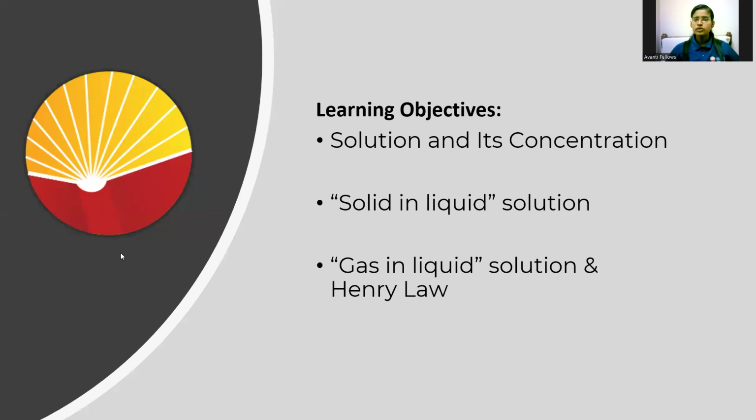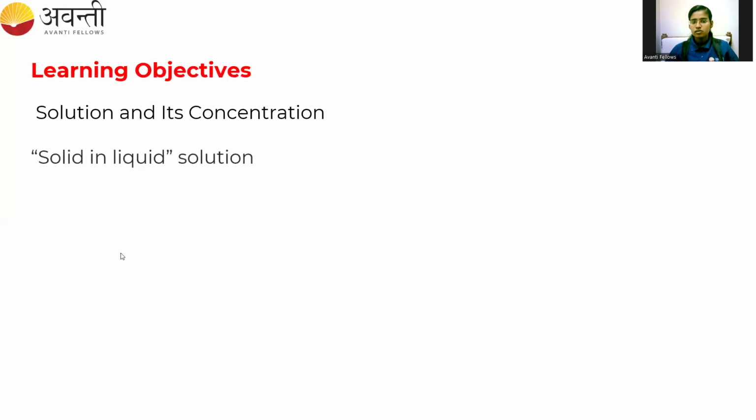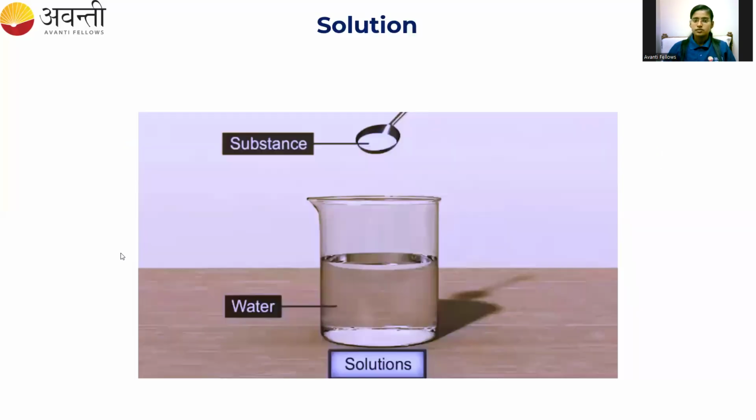So moving on to the first topic, which is solution and its concentration. What is a solution basically? A solution is nothing but solute plus solvent, right? We have a solute and a solvent, and they mix equally in the container with each other, and we call that a solution. It is a homogeneous mixture of a solute and a solvent. Got it?